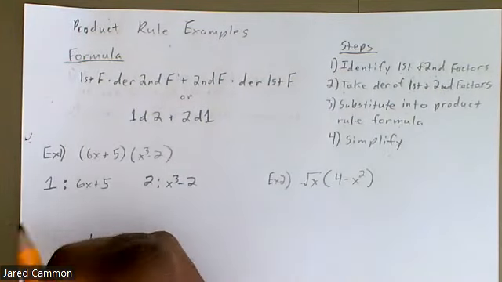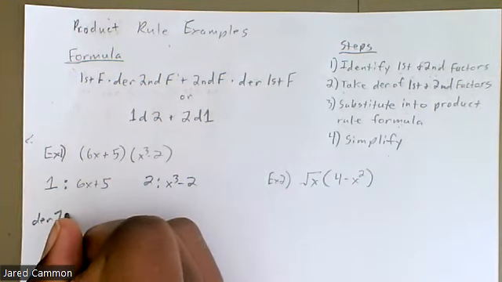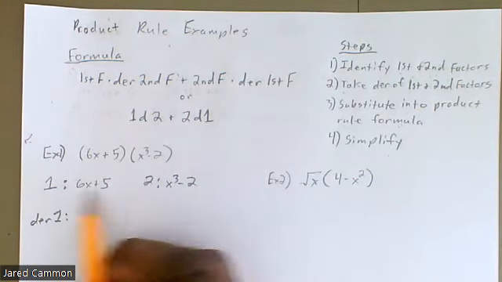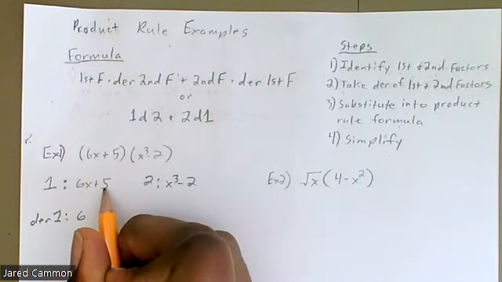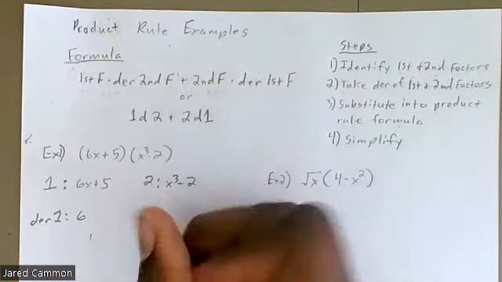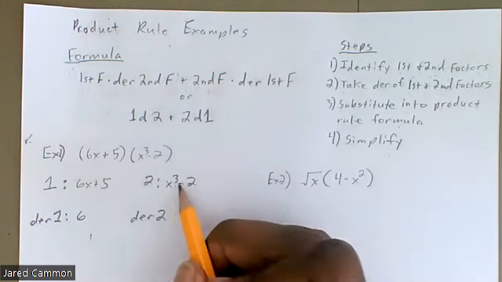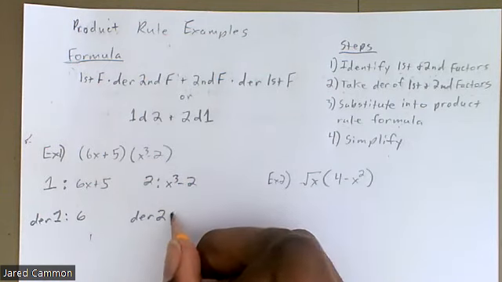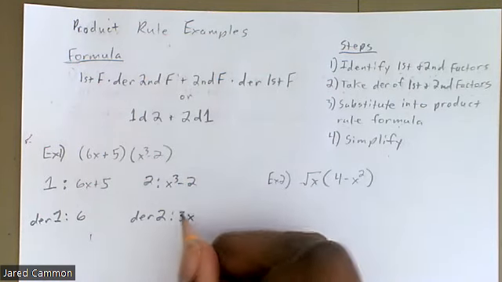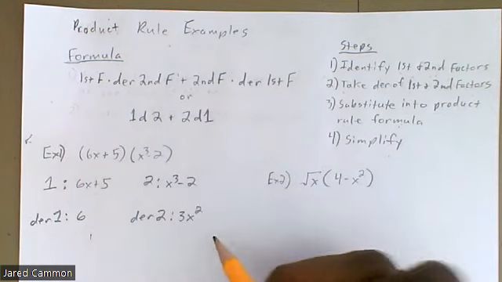Okay. Now we want to take the derivative of the first factor, power rule. The derivative of 6x is just going to be 6. The derivative of 5 is 0. Then we take the derivative of the second factor, power rule, multiply the 3 in front, you get 3x, subtract 1, you get squared, and then the derivative of negative 2 is 0.